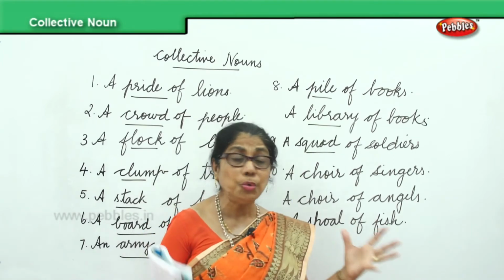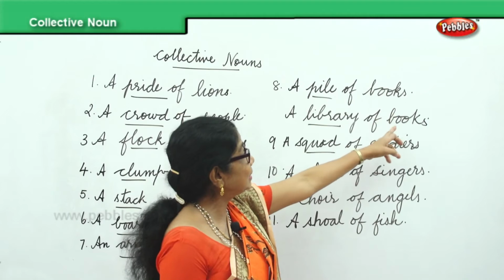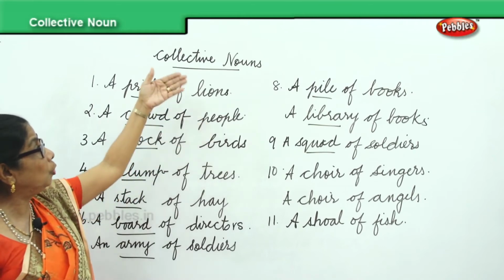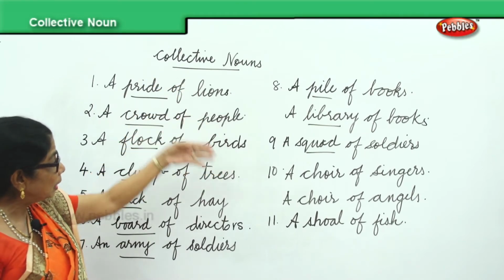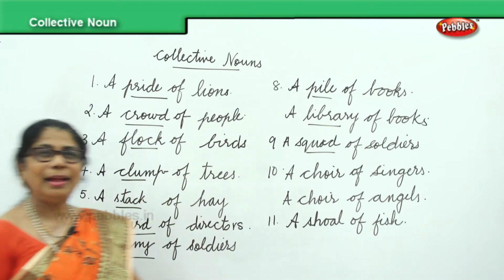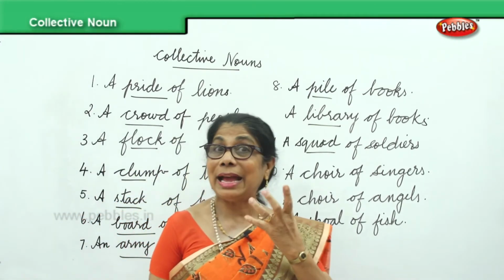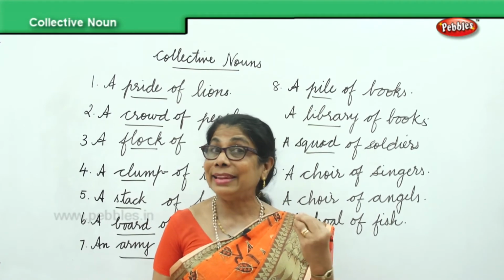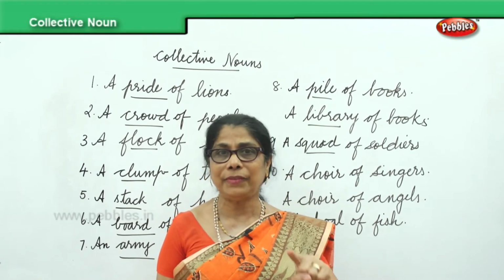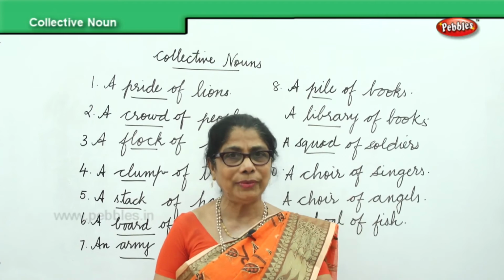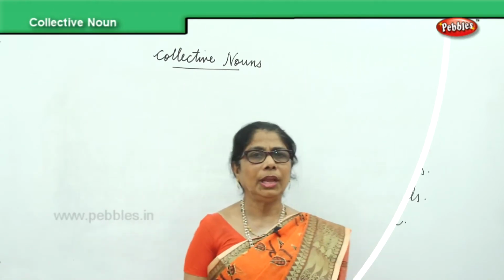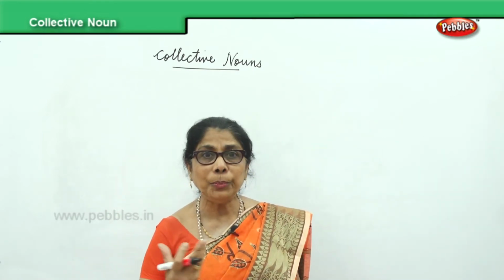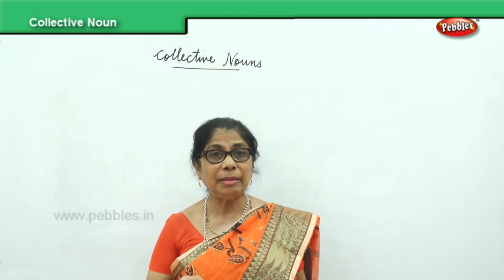So these are group names for things, people, singers, fish. Group names for people, for animals, for birds, for trees, hay, soldiers. The group names are called a collective noun. Now, you have learned collective nouns today, and we also must learn to identify collective nouns in a sentence, and that we will do in the next exercise. We are trying to learn collective nouns, a group name of people, animal, bird, all that.